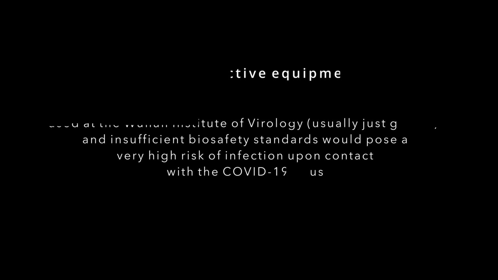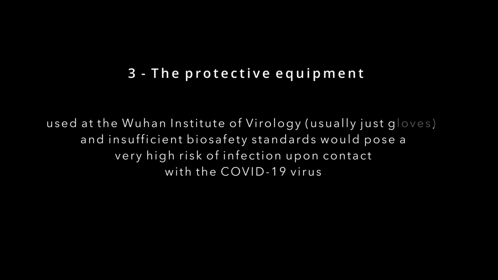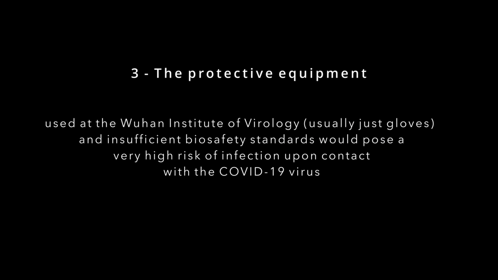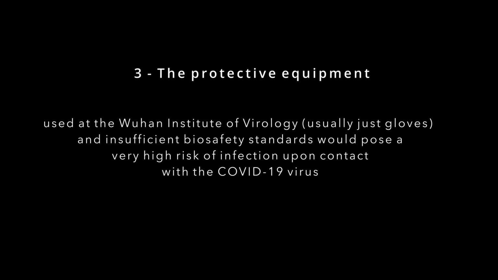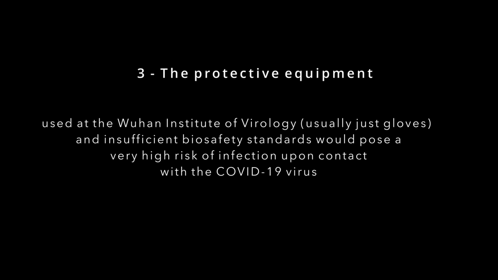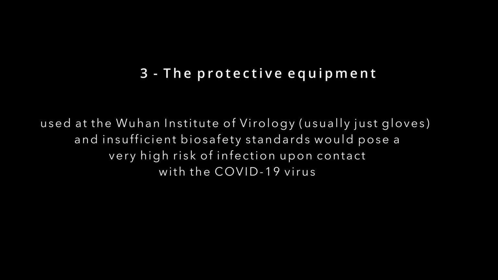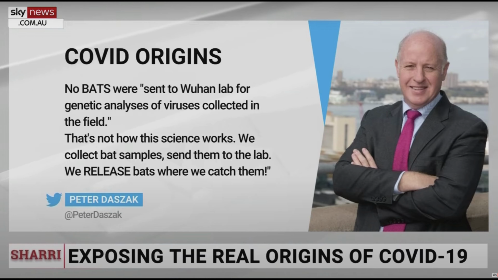And third, the protective equipment used at the Wuhan Institute of Virology, usually just gloves, and insufficient biosafety standards would pose a very high risk of infection or field collection upon contact with the virus. And back to Peter Daszak, in December 2020, he tweeted, and I quote, "No bats were sent to Wuhan laboratory for genetic analysis of viruses collected in this field. That is not how science works. We collect bat samples, send them to the lab. We release bats where we catch them."